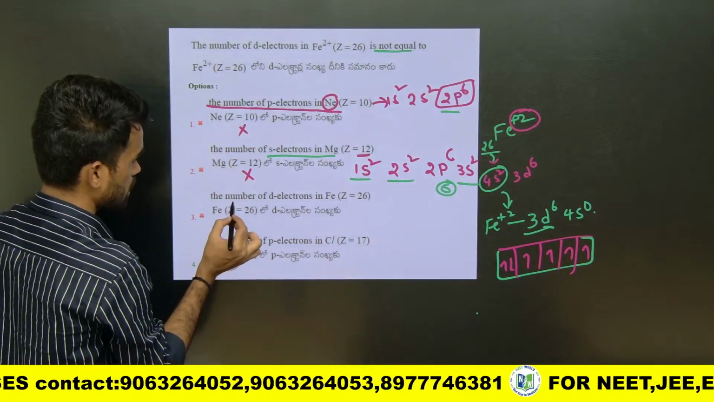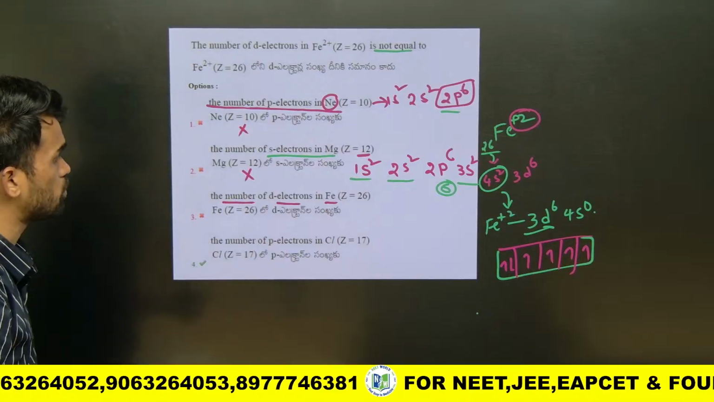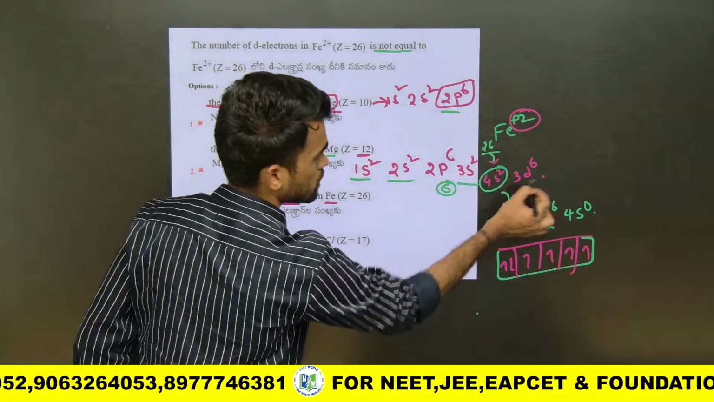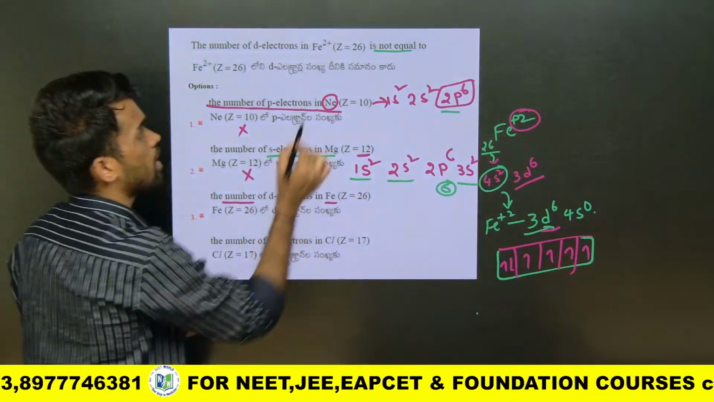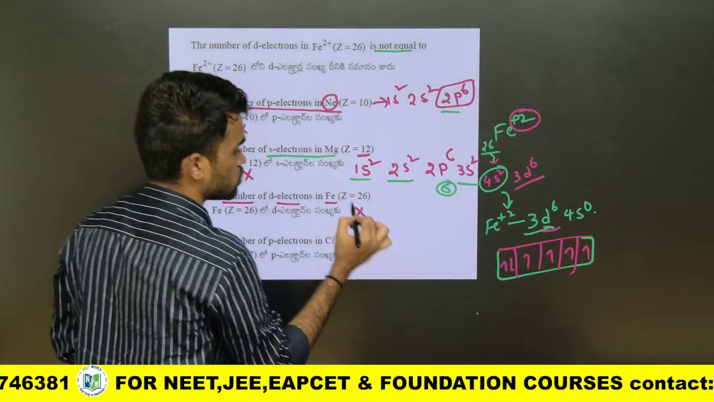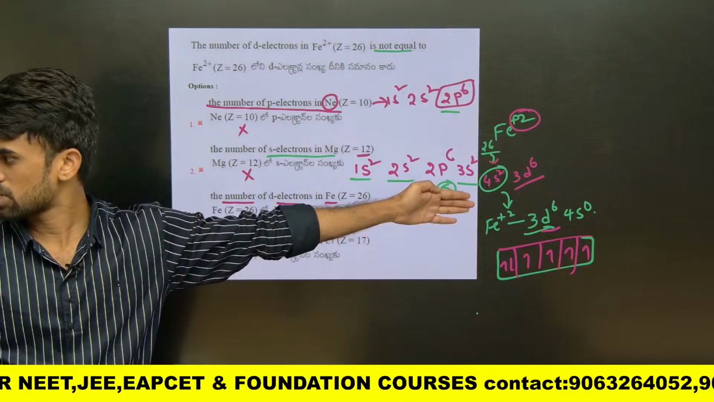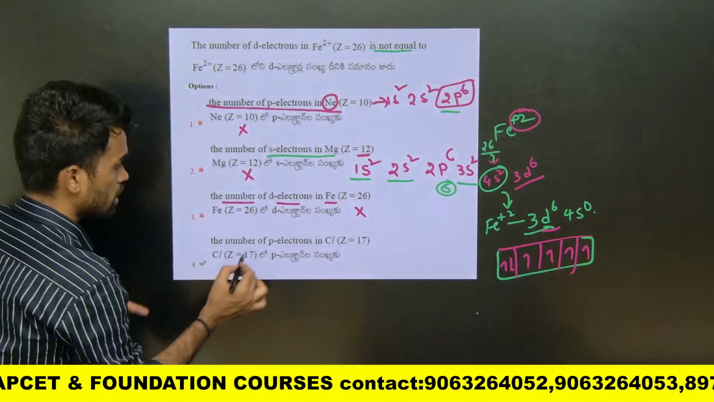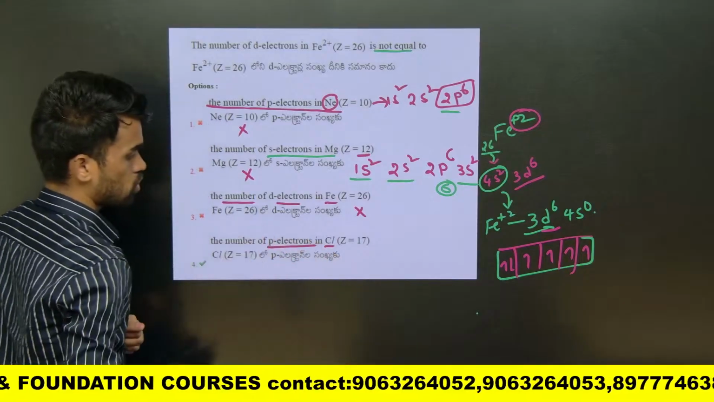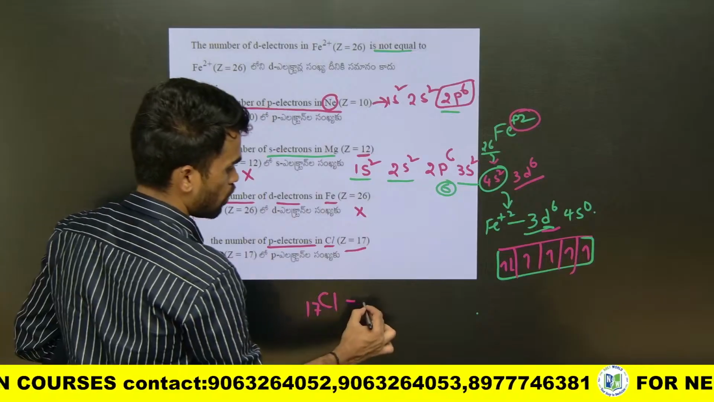Now here you can see the number of d electrons in iron. So the number of d electrons in iron is how much? It is also the same, 3d6, here also 3d6. So both of them are the same. They are asking you not equal, so you should not choose this, because all the first three options are equal to 6 electrons present in the 3d orbital. Now the number of p electrons in chlorine. The chlorine atomic number is also given, Cl 17 is mentioned. Now how can you write this?